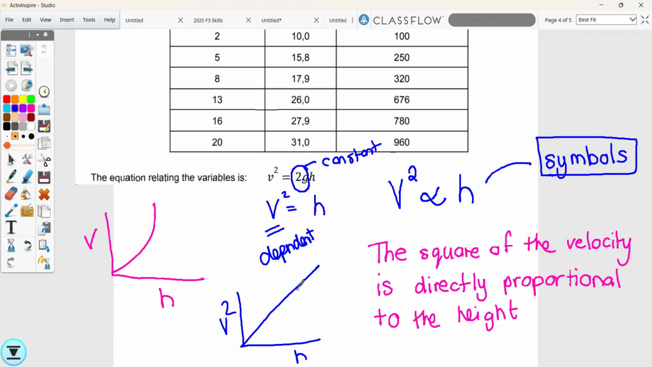And even more important, what would this gradient be equal to? 2G. Ma'am, would it be fine if you said velocity squared, or is that wrong? Yeah, that's fine, as long as you say squared.